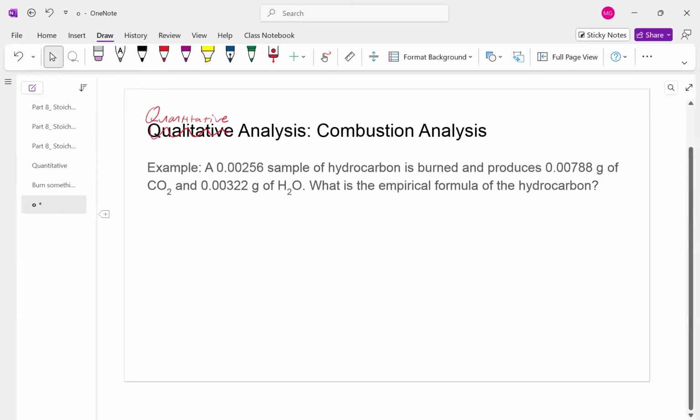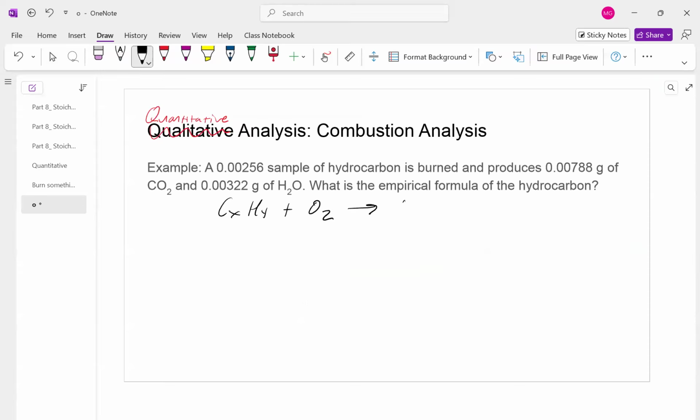So let's do a problem like this. So we're taking some sort of hydrocarbon and combusting it in oxygen to produce carbon dioxide and water. So this tells us that we produce 0.00788 grams of carbon dioxide and 0.00322 grams of water.